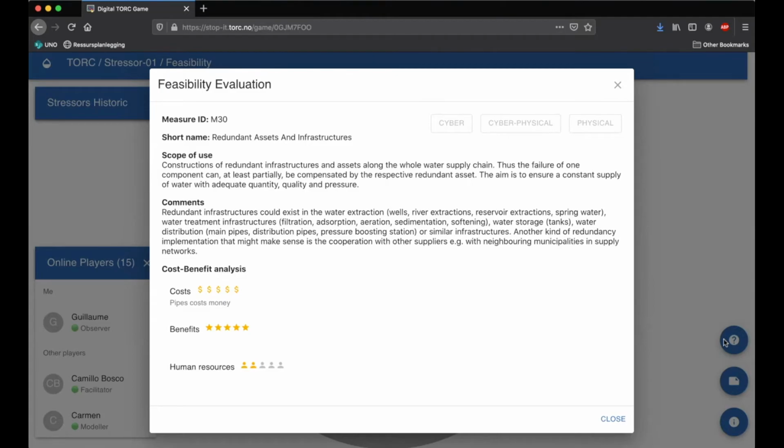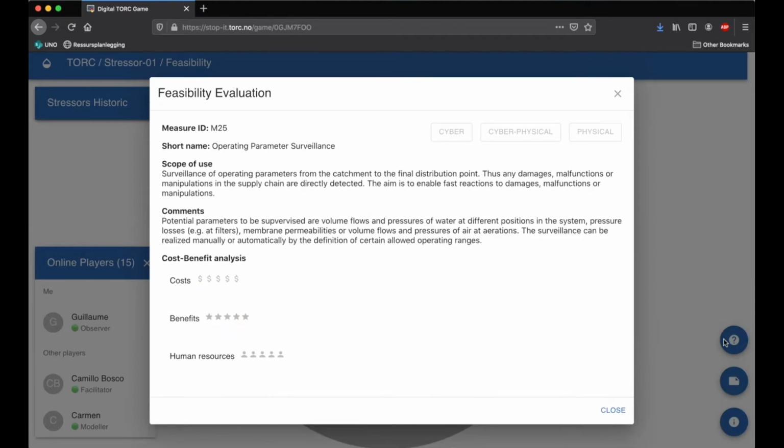Yeah, and also here it is not so much in terms of human resources, because it's a one-shot operation and then some maintenance, but mostly at the beginning. Okay. Who picked this operating parameter surveillance and why?